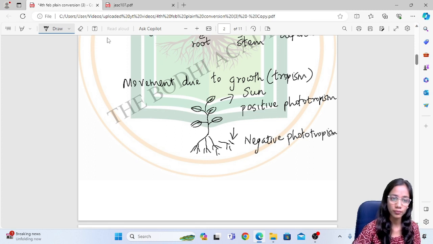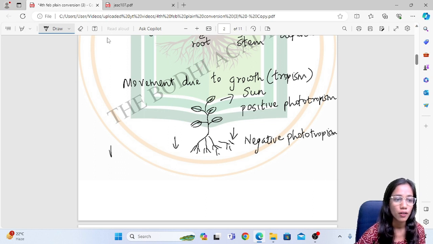Now what is the stimulus for these roots? Why are the roots growing downwards and not upwards towards the sun? What is pulling them downwards? It is the geothermal force. It is the earth which is pulling them downwards. So this is called positive geotropism, because the earth is the stimulus over here which pulls it downwards.